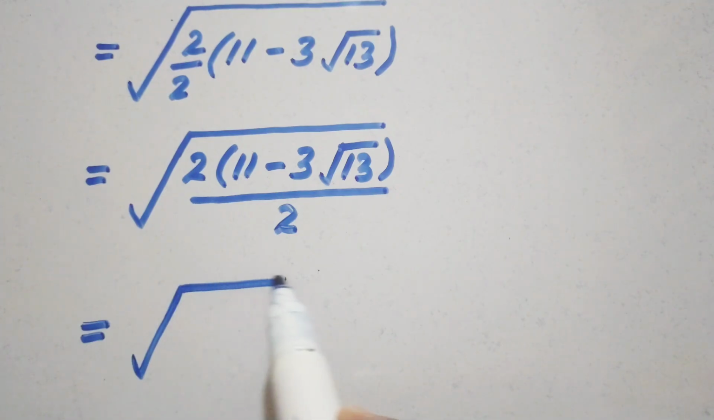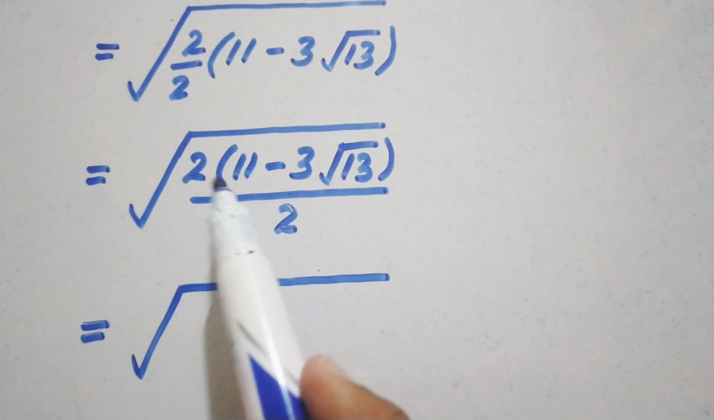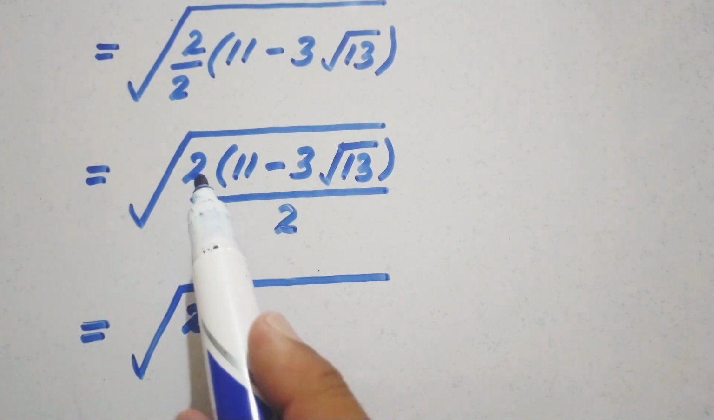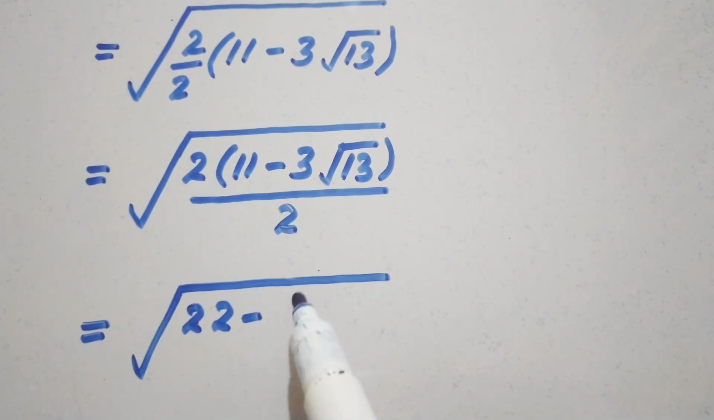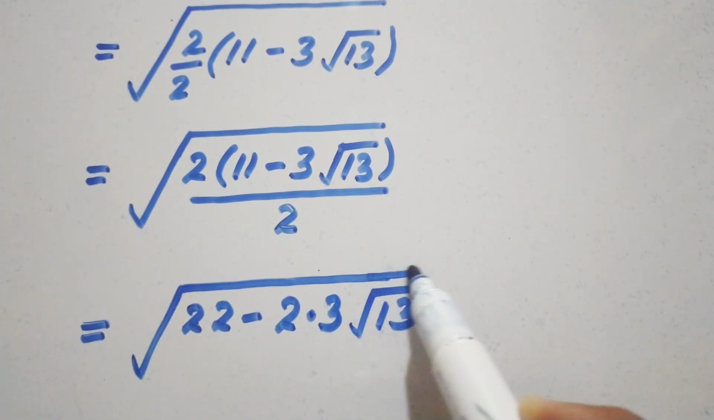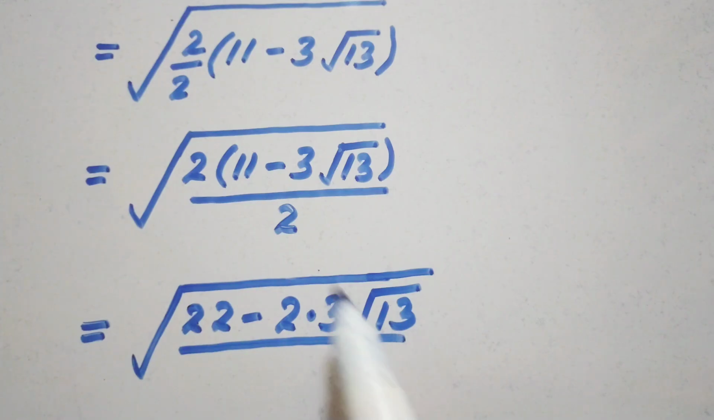And this is equal to, multiplying 2 inside, 2 multiplied by 11 we get 22, minus 2 multiplied by 3 we get 6. We can write this as 2 multiplied by 3 into square root of 13, and this whole divided by 2.